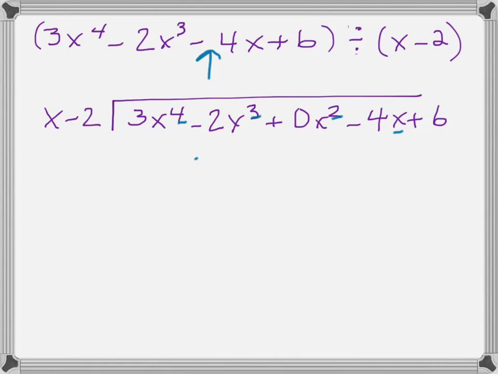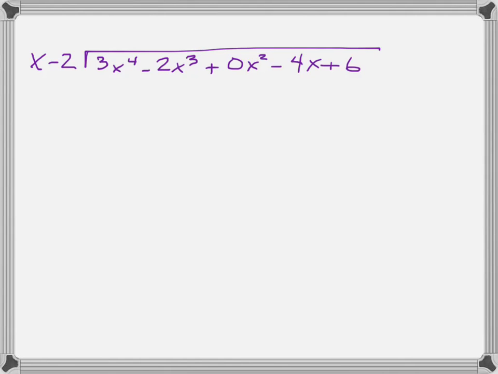Notice we went from x to the 4th to the x to the 3rd, x squared, and then x to the 1st. We need to have that placeholder of 0 in order to do the long division properly. So I'm going to go ahead and rewrite this. Give me 1 second. Ran out of room there.